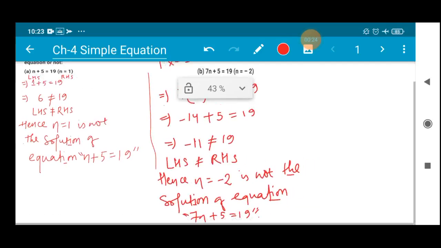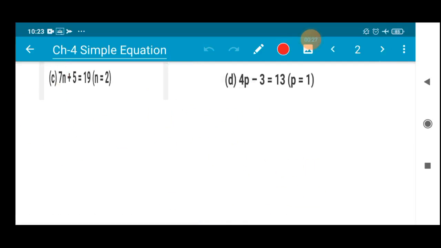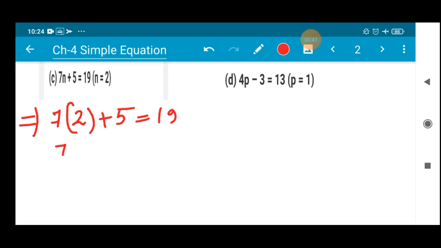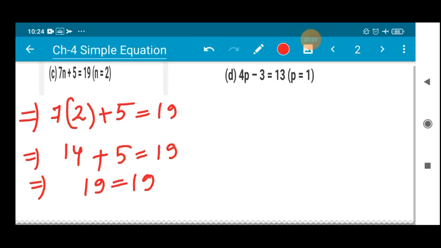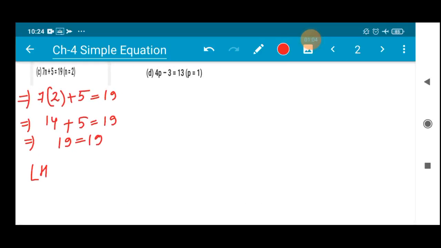Now let's do the next one, that is question number C. So part C, here we have 7n plus 5 is equal to 19, and the value of n given is 2, so I'll directly put the value 2. Some students may do 7 into 2 also instead of putting the bracket. That is also the correct thing. Now 7 times 2 is 14, simply because plus is plus. Now 14 plus 5 is, yes, absolutely 19. So in both cases, the left hand side and right hand side are getting matched.